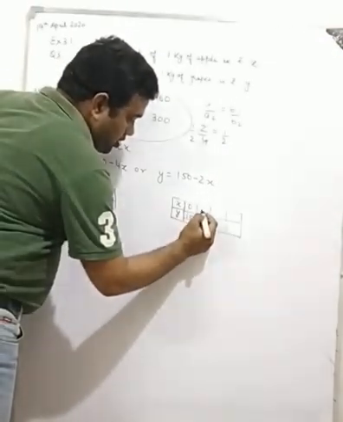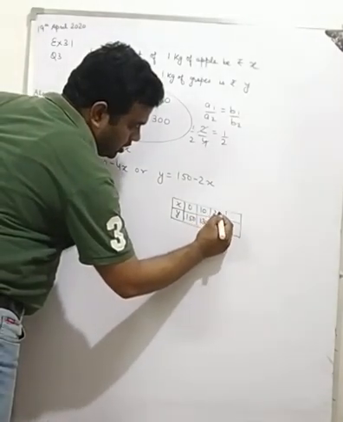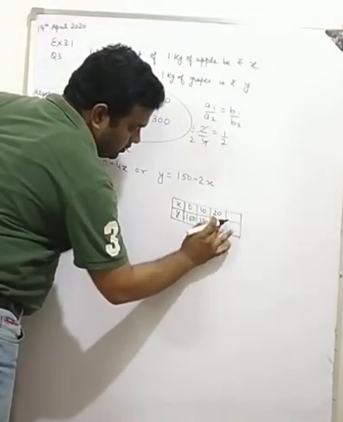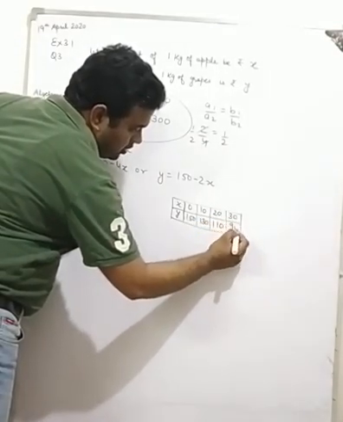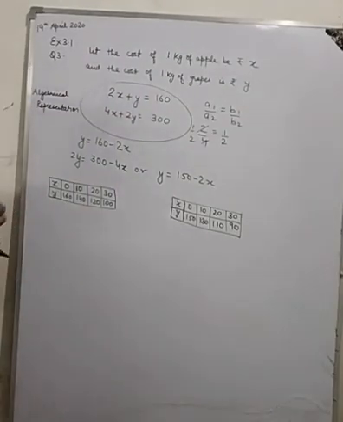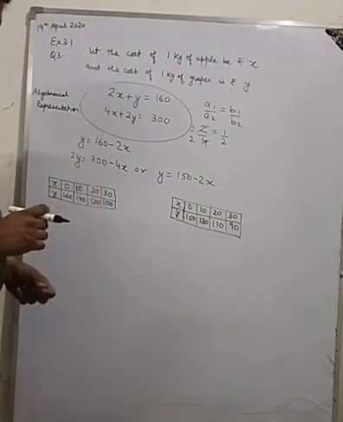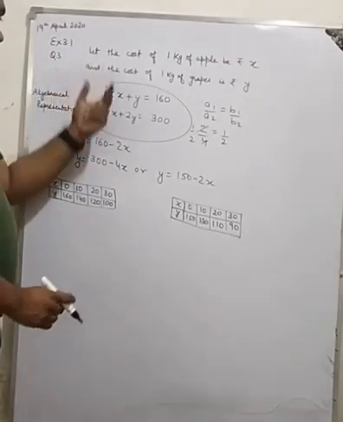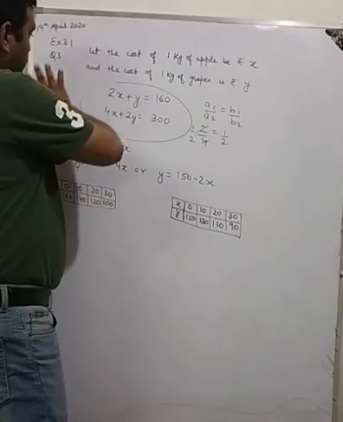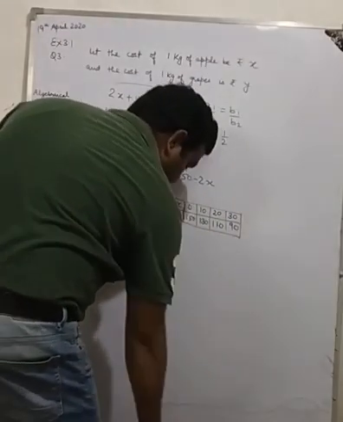Here for x is equal to 10, this is 130. For x is equal to 20, this is 110. And for 30, this is 90. So these two lines are parallel in nature. After drawing the table, I am going to plot the two lines. So I am going to rub this portion so that I can easily plot the lines.